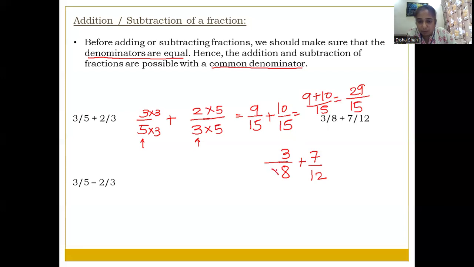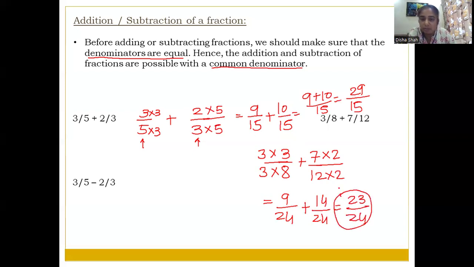तो 8 को 24 बनाने के लिए we have to multiply by 3. तो इसको भी 3 से मल्टीप्लाई करेंगे. 12 को 24 बनाने के लिए we have to multiply by 2. So we'll multiply 7 also by 2. So it is 9 upon 24 plus 14 upon 24. So answer is 23 by 24. Next.